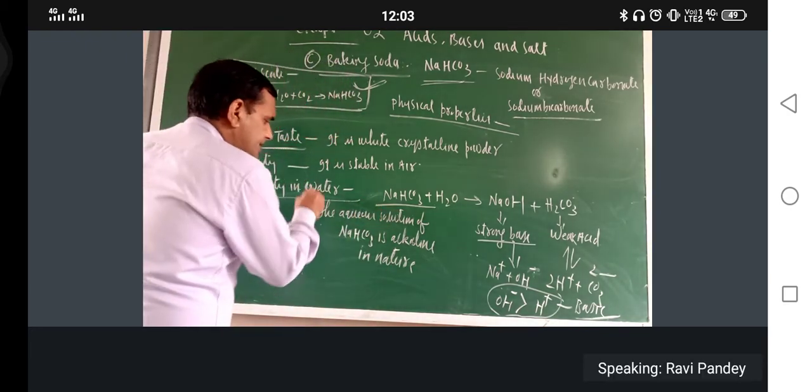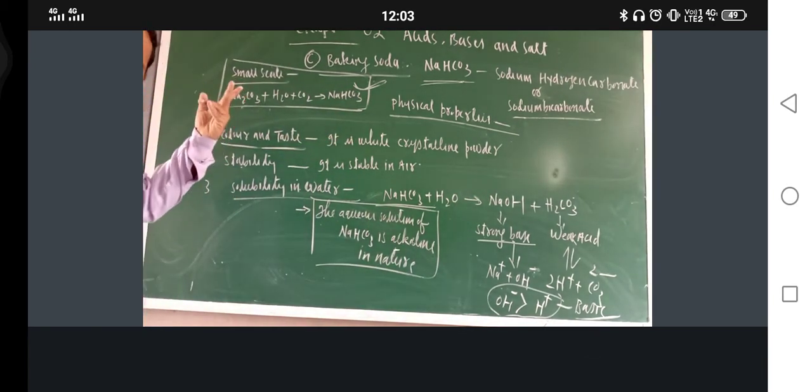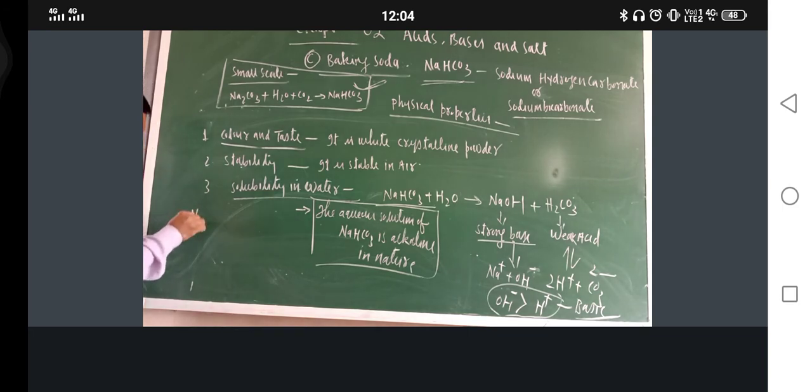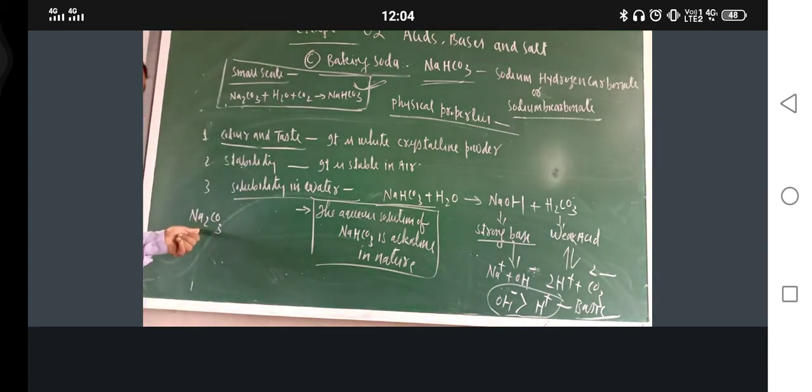So I wrote this point on the basis of this reaction only. You can do it with any one. Just see, suppose I am telling this one. What is the nature of Na2CO3? Same thing will be there. NaOH. If you make their reaction, again the same product will be formed, and their aqueous solution will also be alkaline in nature. Suppose I am telling this one.